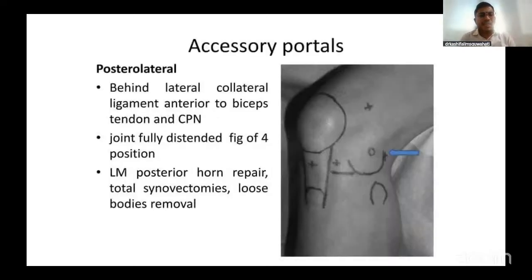Then we have the accessory portals, which is the posterolateral portal, which is behind the lateral collateral ligament and anterior to the biceps tendon and the common peroneal nerve.